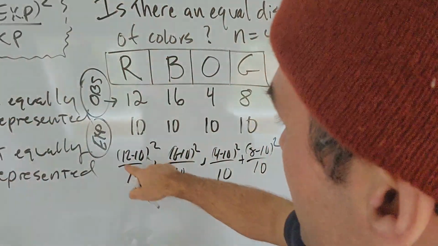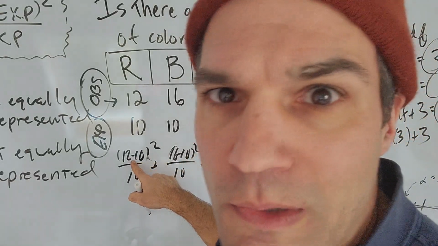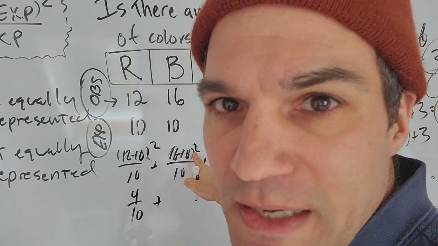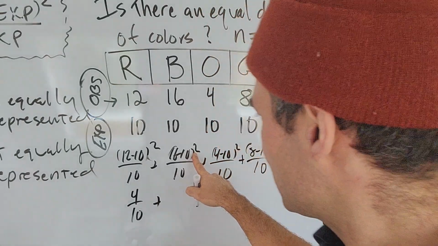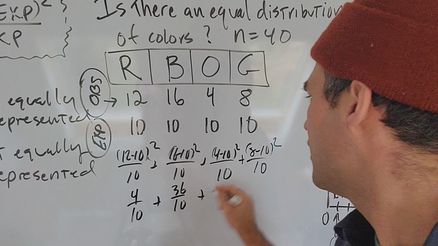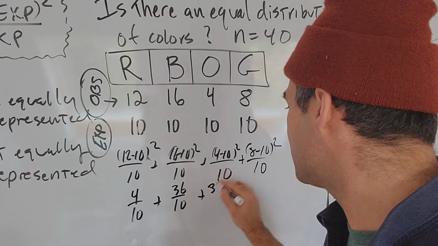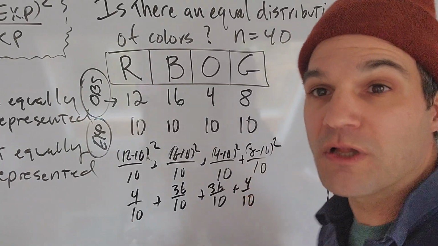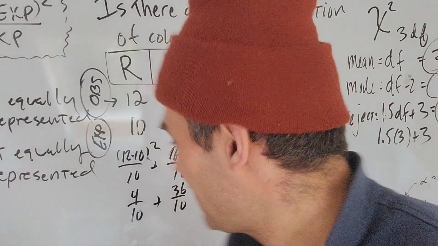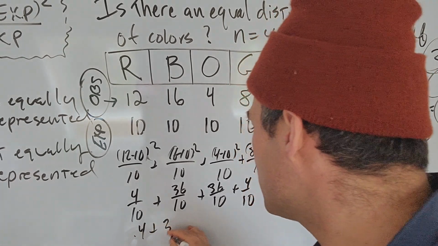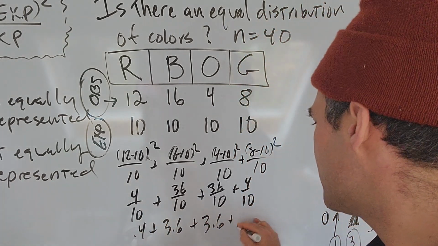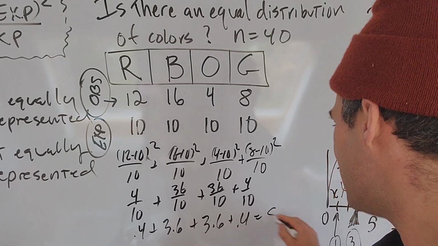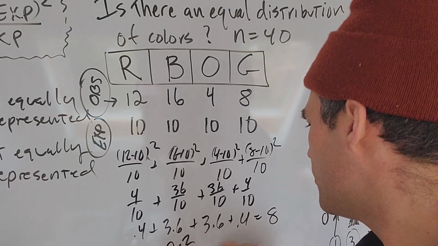Okay. So 12 minus 10 is 2, squared is 4. So we get 4/10 plus 16 minus 10, 6 squared, 36/10. 4 minus 10, negative 6 squared is 36/10. And 8 minus 10 plus 4/10. Oh, look at that. They're all tenths. What do you know? I can do it in my head. So this is 0.4 plus 3.6 plus 3.6 plus 0.4 gives me 8. So my chi-squared value is 8.